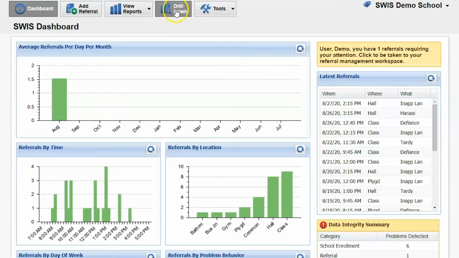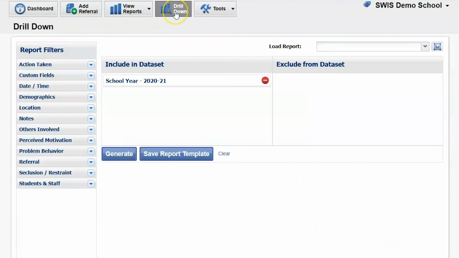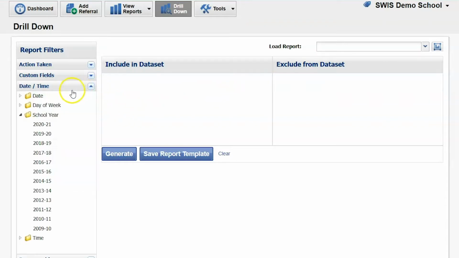From the SWIS dashboard, click on the drill down tool. For our work today, I'm going to change the school year to 2018-19 school year by opening up the date and time filters, and then opening the date folder and double-clicking on the 2018-19 school year. Then we'll click Generate.